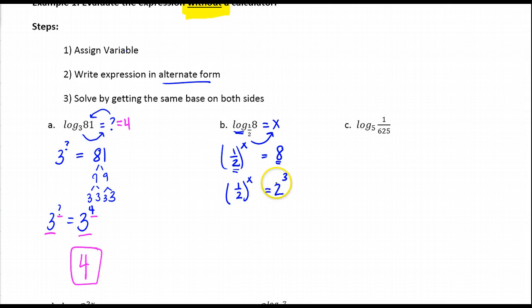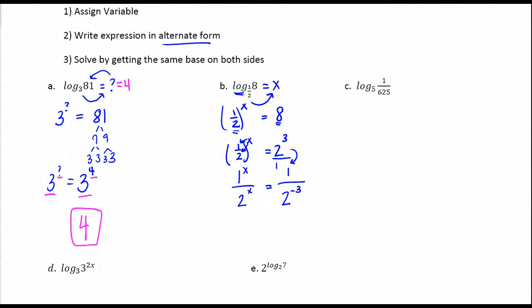But how am I going to get these to have the same base? Well, I know I'm allowed to distribute this exponent. So 1 to the x is over 2 to the x. And then my 2 is on the bottom on the left side, so I'm going to move it to the bottom on the right side. So then my exponent becomes negative, right? If I move things from one side of the fraction to the other, the exponent becomes negative.